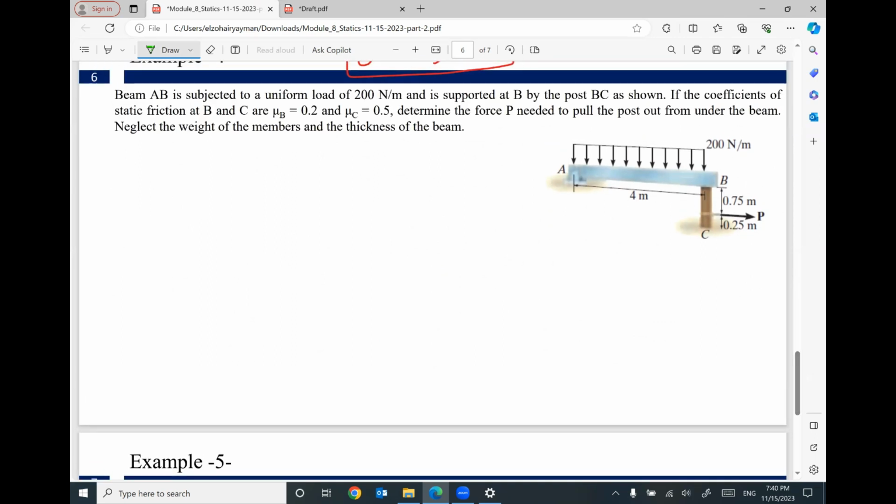I will leave this problem. It's a little bit complicated because we have different assumptions. We need to assume one solution and we can check it, and we can assume another solution and we need to check it. So I will leave it for you to think about it, but I will solve this problem.